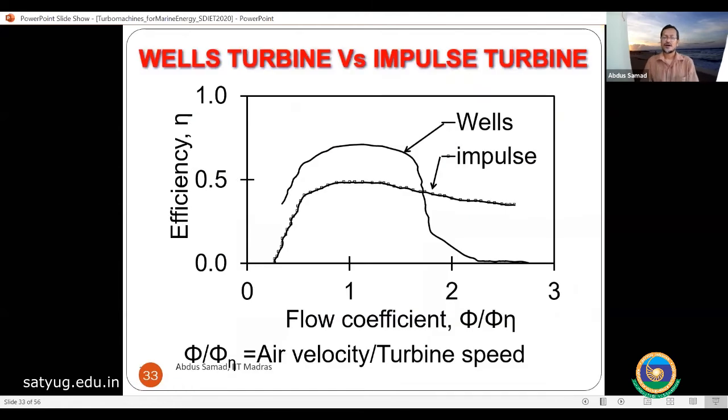Okay. Now, I have shown you in one slide that there are basically two types of turbine: reaction turbine and impulse turbine. Reaction turbine or Wells turbine. So what is the difference between Wells turbine and impulse turbine? Wells turbine is having very high efficiency. Impulse turbine is having lower efficiency, around less than 40%, see here, but Wells turbine is having 60 or 67%.